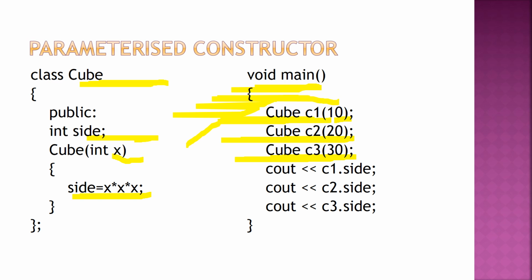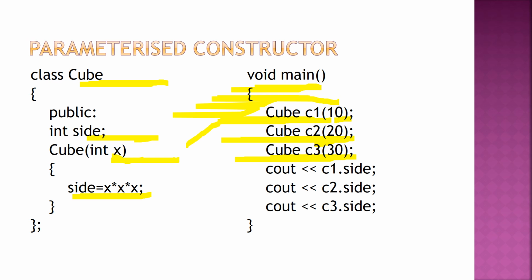Once again, once the second object C2 is created, automatically the value 20 is passed to x. Now the x value is 20 and it is going to calculate x into x into x, that is 20 into 20 into 20, and that will be stored into side. And lastly, we pass the third object value, that is 30. Once the object is created, the value is passed.